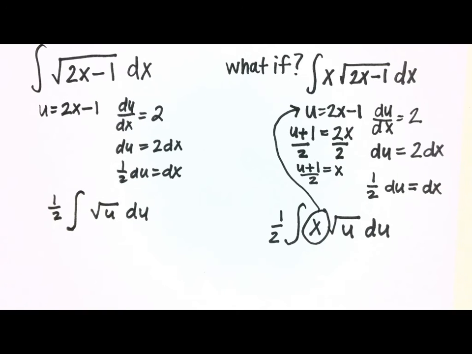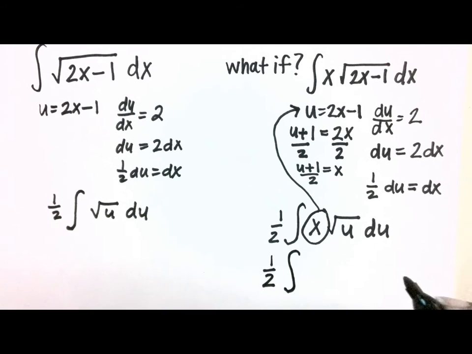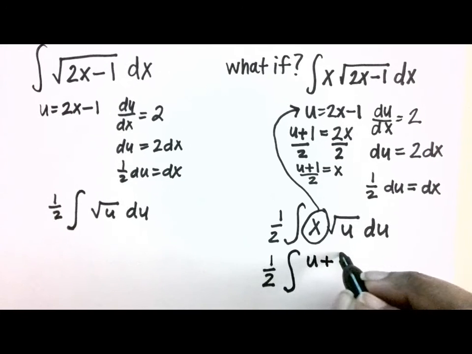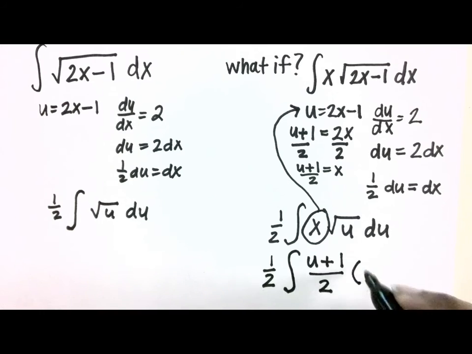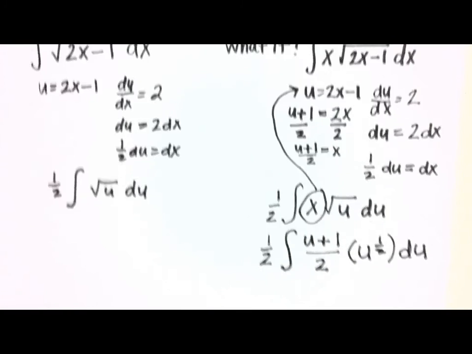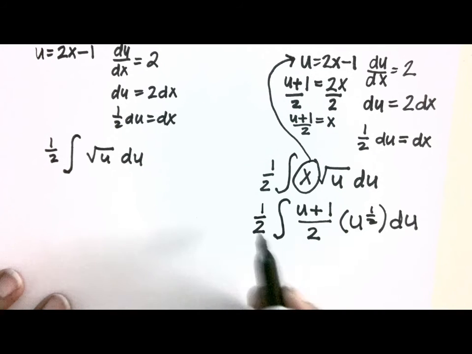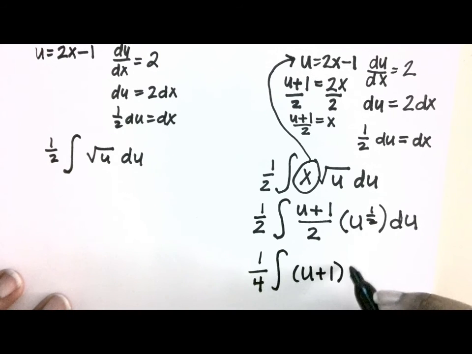All right, so here we go. 1/2 integral of (u plus 1) over 2 times u to the half du. Now, I can't integrate this still. It still has to be a straight line. I can't have any multiplication. So I'm going to factor out this 1/2. Does everybody see the 1/2 that's here? So this is 1/4 integral (u plus 1) times u to the half du.